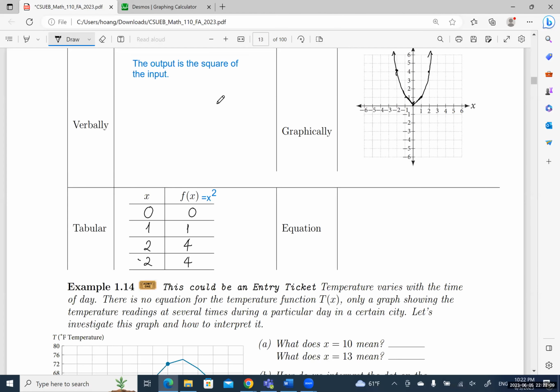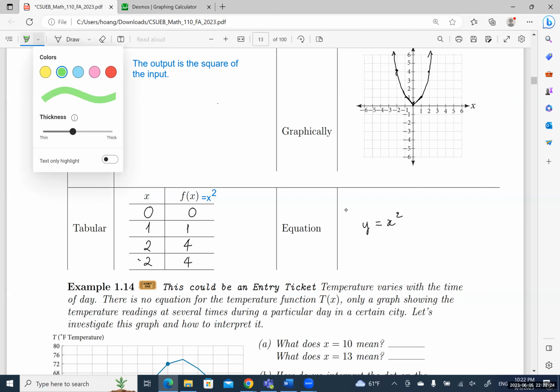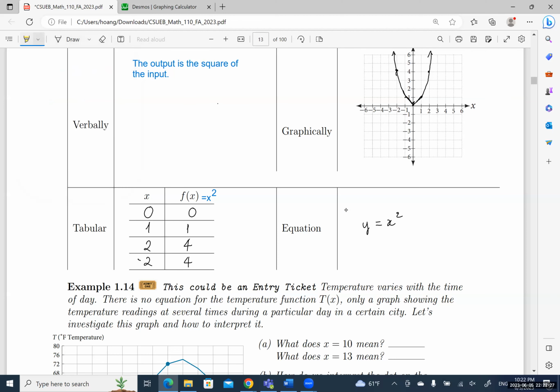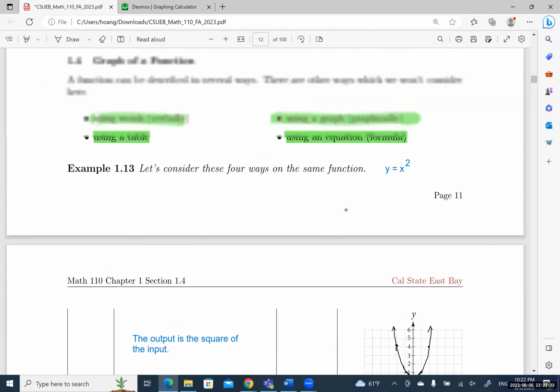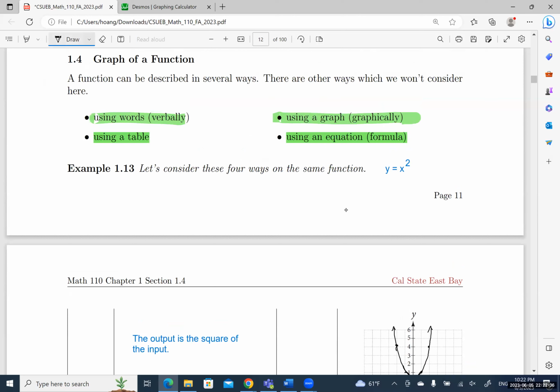And lastly, the fourth one is the equation. So it's going to be y equal to x squared. And in this section, we will mainly talk about the graphical method. All right. So in this section, we're going to focus on this way.